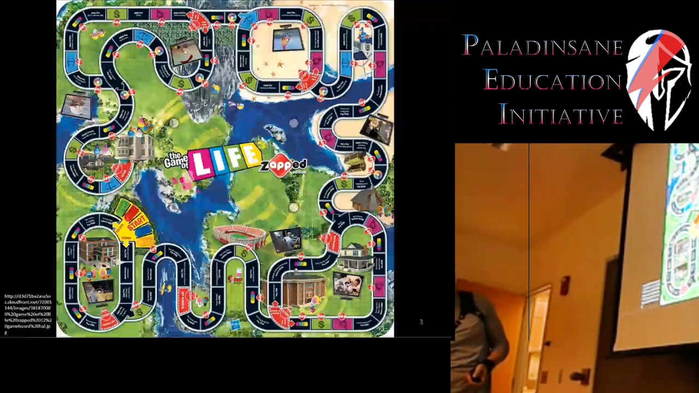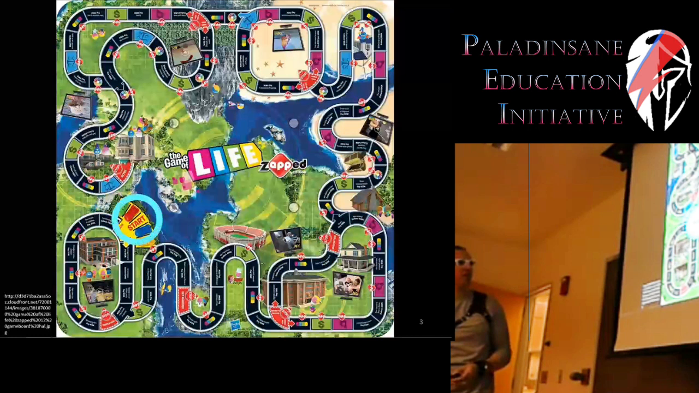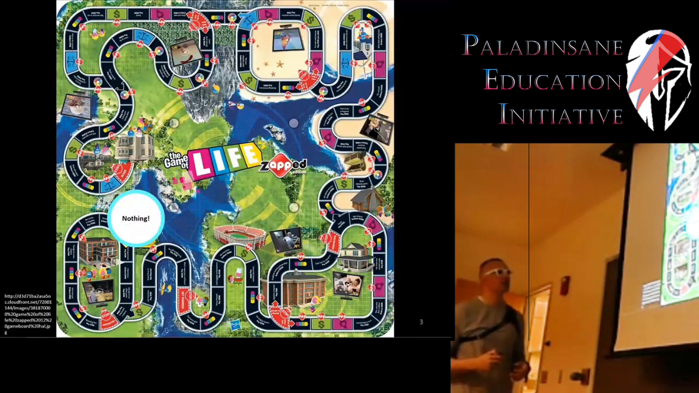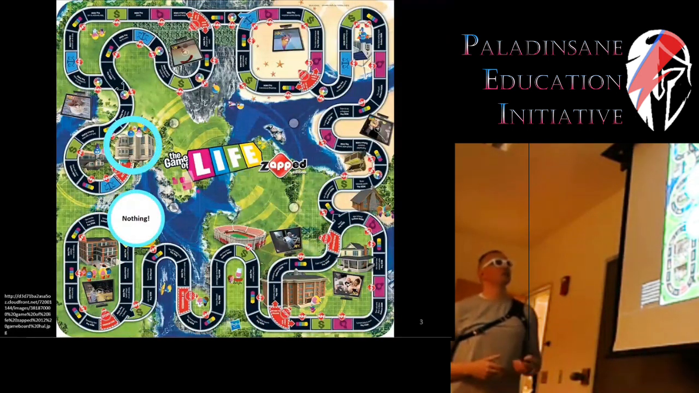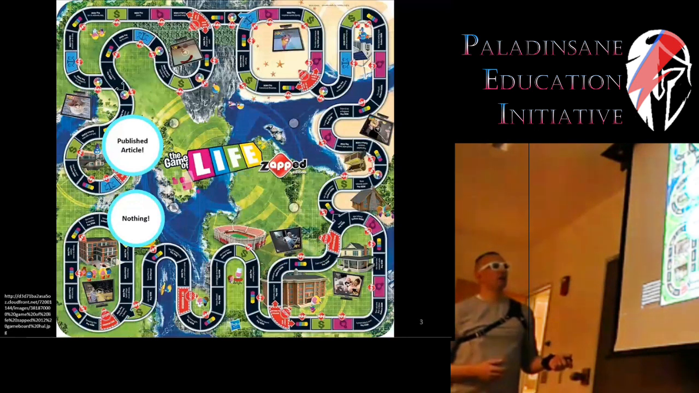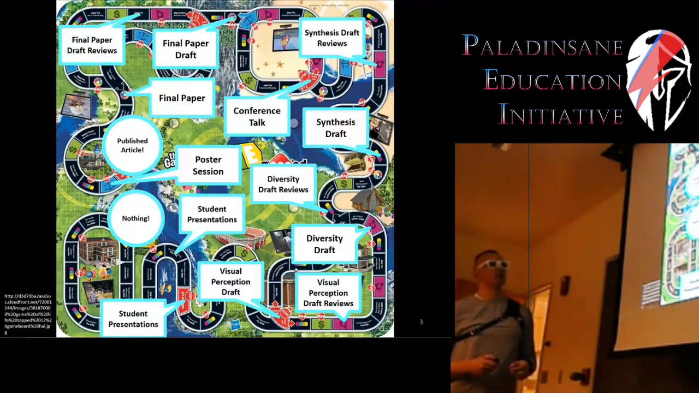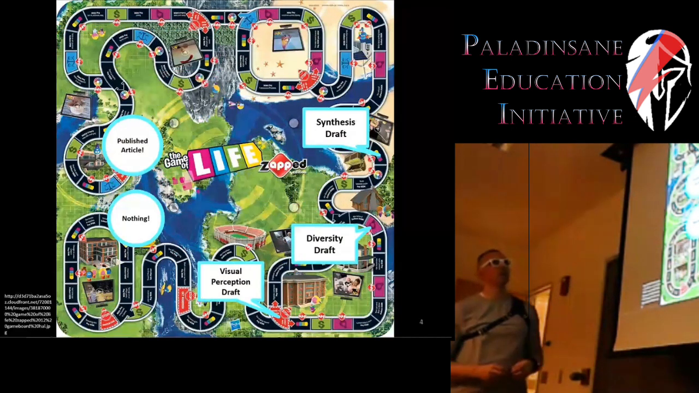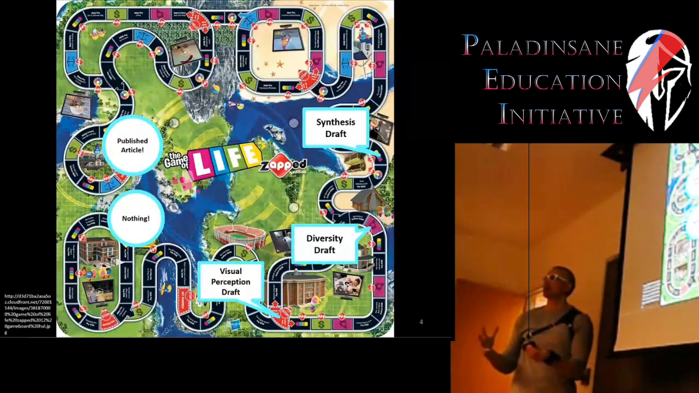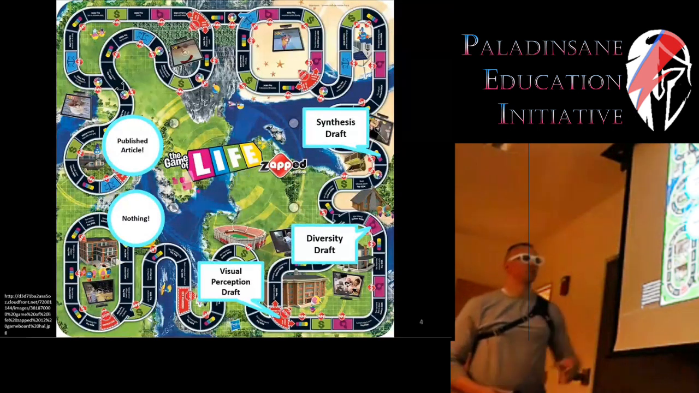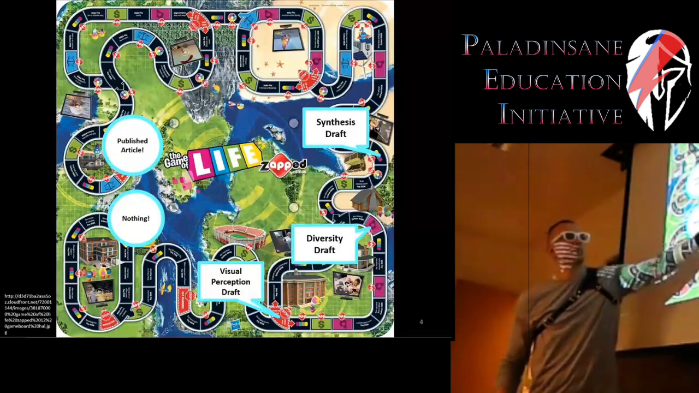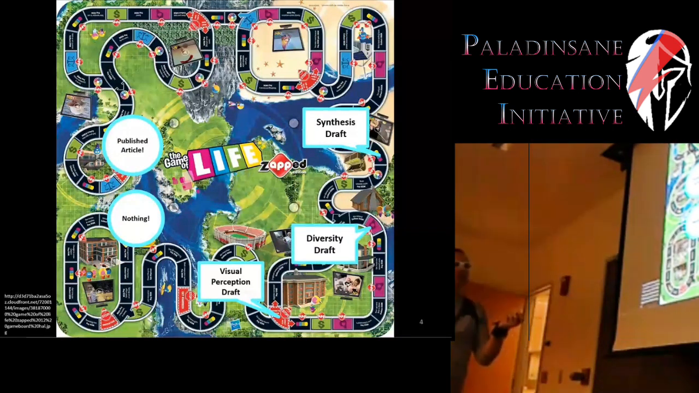So in terms of our timeline of getting from having nothing really that we're beginning with all the way down to a published article, those are all the sort of steps along the way. And today we're going to take a look at what do you need for the drafts. That's going to be our main area of focus. What do you need for that? Should it take out the visual perception draft, diversity draft, and synthesis draft?